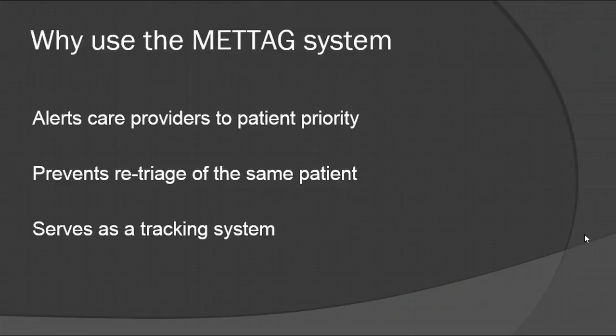Why would you use the METTAG system? Well, basically it alerts providers to what the patient priority is. This is one of the things that's very important for the treatment officer and triage to work together on, to show which patients are priority and which ones are going to need to be transported more rapidly. You're going to prevent the retriage of the same patient, and it serves as a good tracking system.